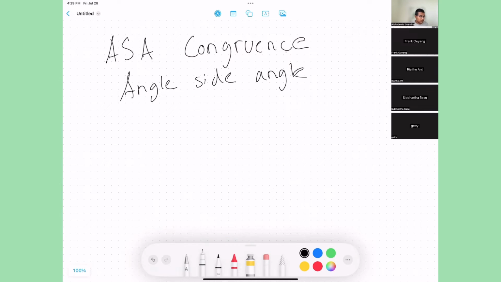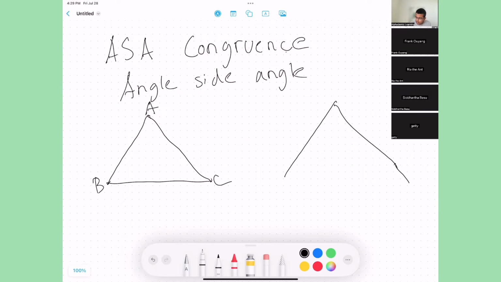Basically what this says is that if you have two triangles, again say ABC and XYZ, like this, and if I say that this angle is equal to this angle, and this angle is equal to this angle, right? So angle ABC is equal to angle XYZ, and angle ACB is equal to angle XZY.